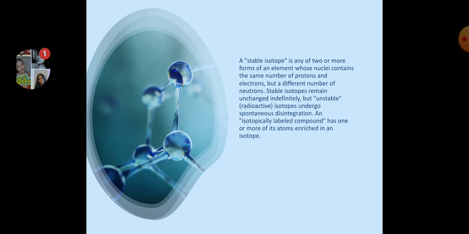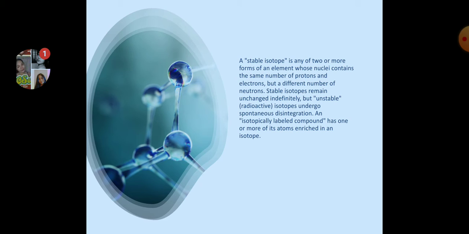Okay, so yung mga isotopes, merong isa sa kanila stable at merong isa sa kanila hindi stable. Okay, so let's talk about that. So a stable isotope is any of two or more forms of an element whose nuclei contain the same number of protons and electrons, but a different number of neutrons. Stable isotopes remain unchanged indefinitely, but unstable radioactive isotopes undergo spontaneous disintegration. An isotopically labeled compound has one or more of its atoms enriched in an isotope.